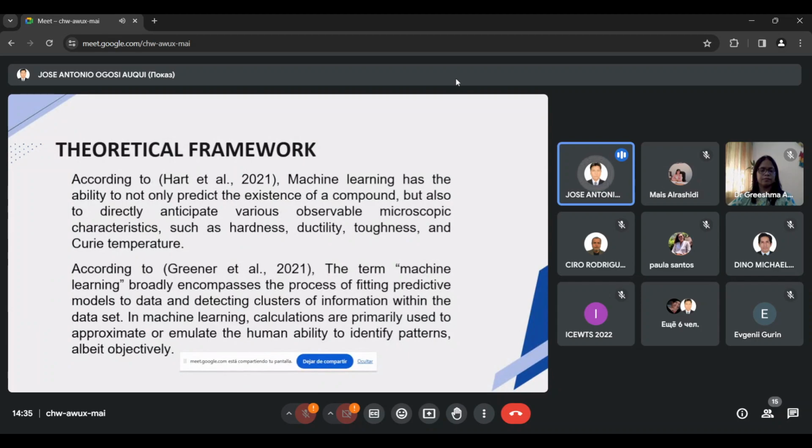Okay, well, like I said, according to Hart et al. in 2021, machine learning has the ability not only to predict the existence of a compound, but also to directly anticipate various observable microscopic characteristics such as hardness, ductility, softness, and Curie temperature. According to Greener et al. in 2021, the term machine learning broadly encompasses the process of fitting predictive models to data and detecting clusters of information within data sets. All of this information we can see in different documentaries, books, also including movies.